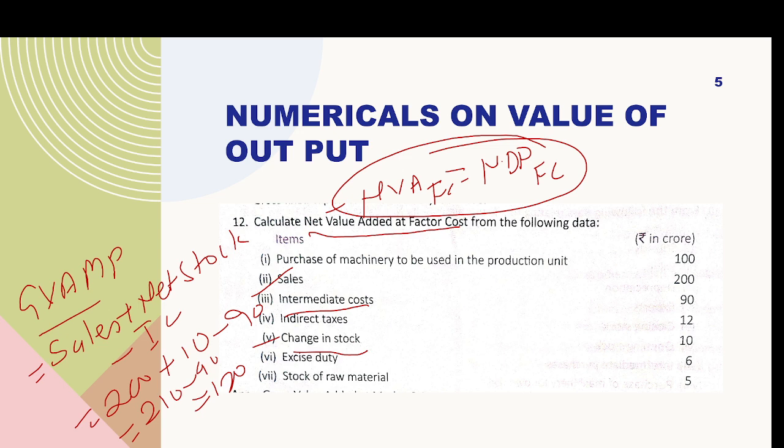Now you have to get the NDPFC. This is the GVMP, or you have to get NVFC. The NVAFC equals GVMP, that is MP, minus depreciation. What will you get? 120 minus depreciation, which is given in the book.